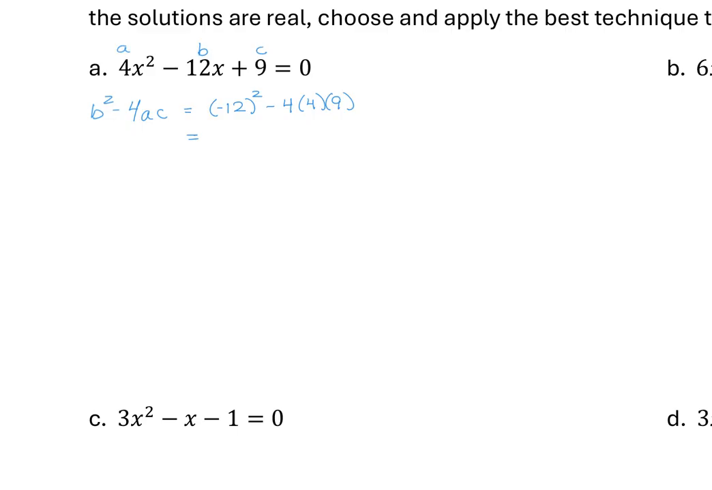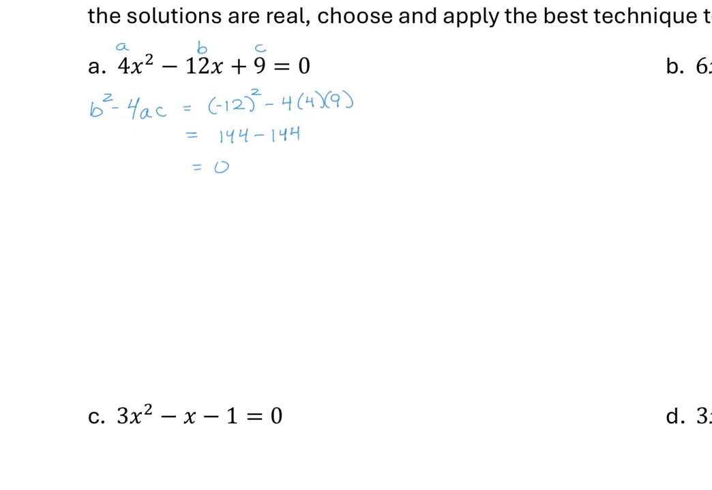All right, negative 12 squared is 144. And if we multiply 4 times 9, we should also get 144. And we get this is equal to 0. So remember that we have, for our general rule, negative equals 0 real solution, 0 equals 1 real solution, and positive equals 2 real solutions. And so what we have here is 1 real solution.